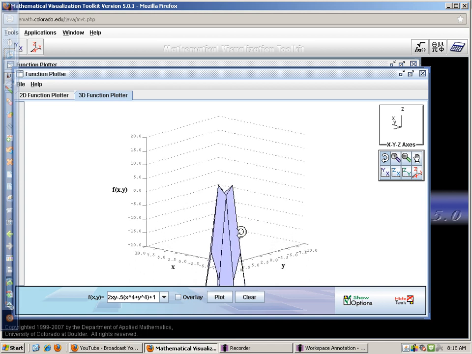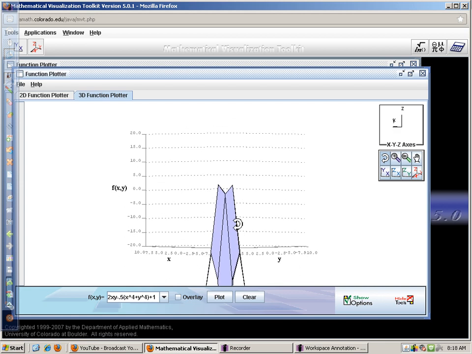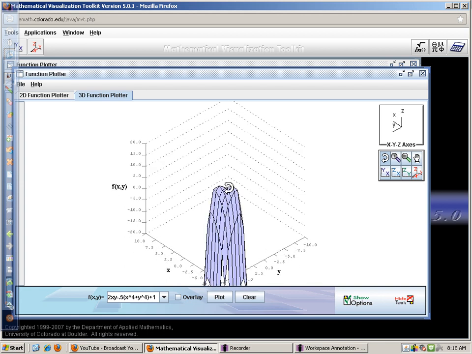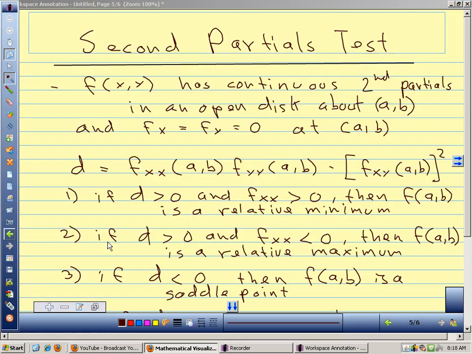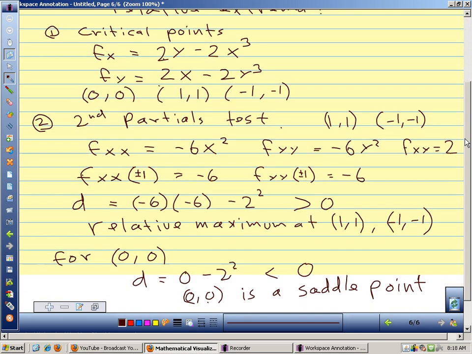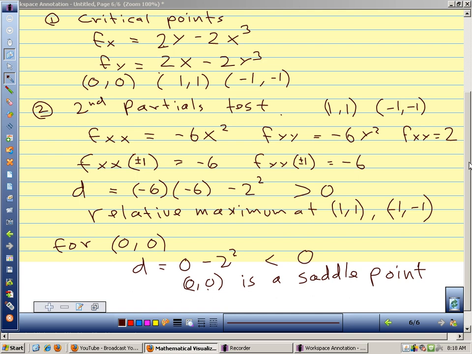So it shows it kind of flat in there. If we look at it from the side, it shows it kind of flat. But from that point, right there in the middle, it's curving, it's going downhill this way and downhill down the back side of that thing. Okay? All right. So there's our second partials test, our way of determining relative maxima and minima.